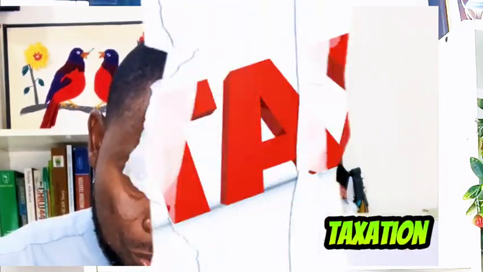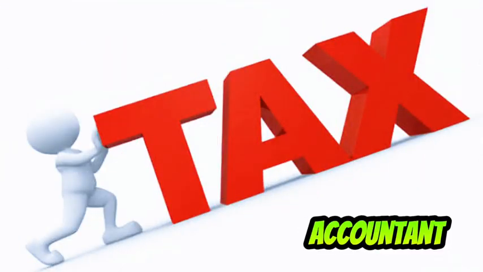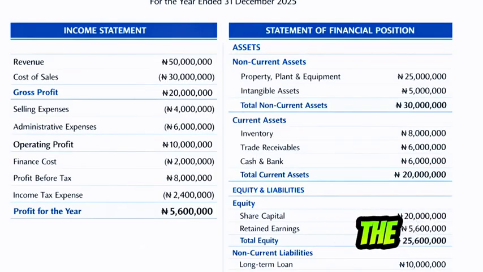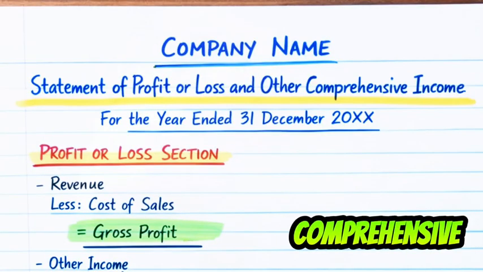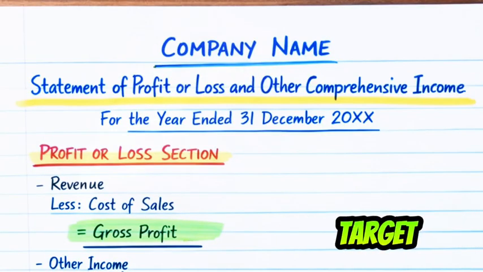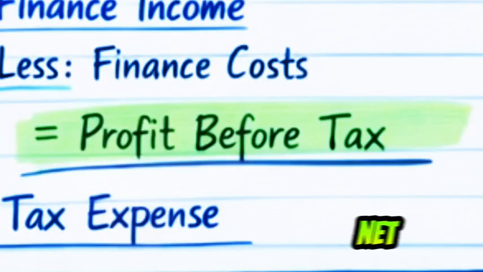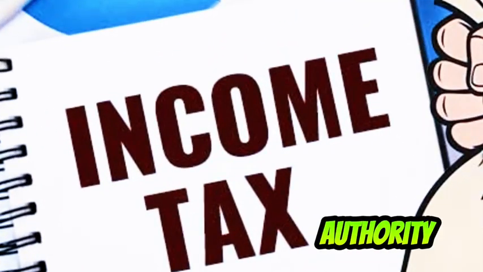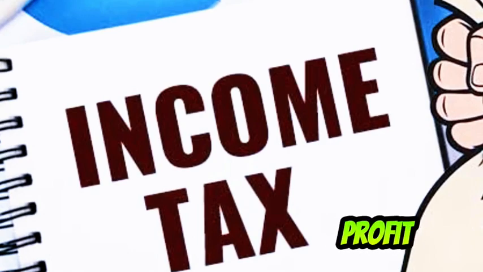Now, this is how taxation works. The accountant prepares his financial statement, basically the profit or loss and other comprehensive income, and the end point for him is to get the net profit. That's the profit for the year. But when the tax authority comes to assess for tax, to compute tax, he begins from that end point. That is the beginning for the tax authority. He begins from the net profit, which is the end point for the accountant.